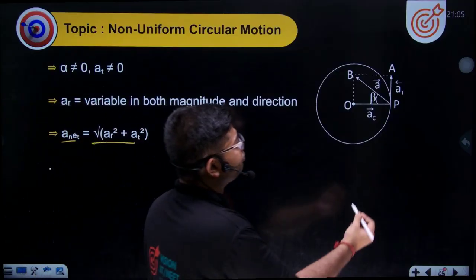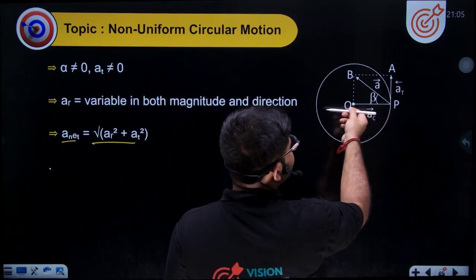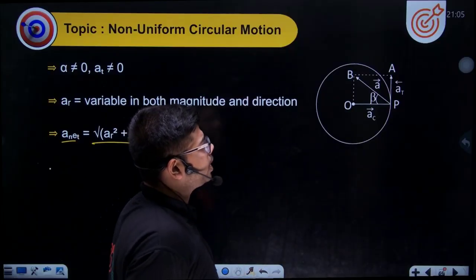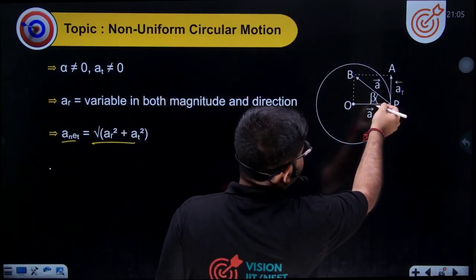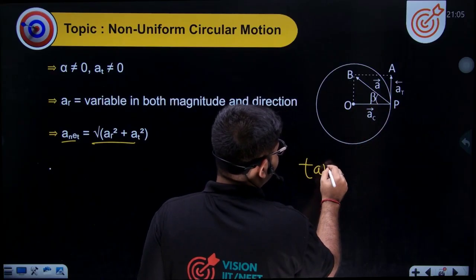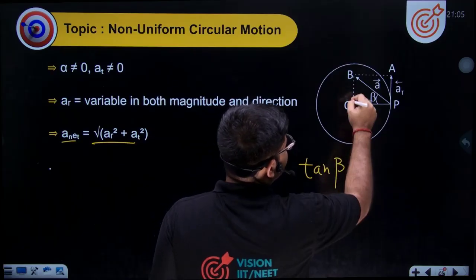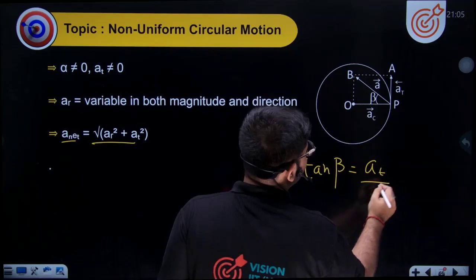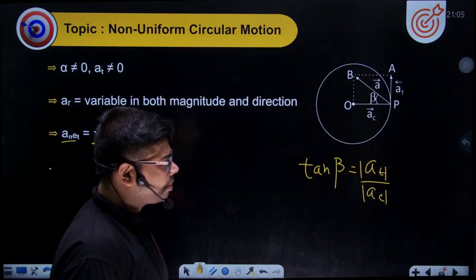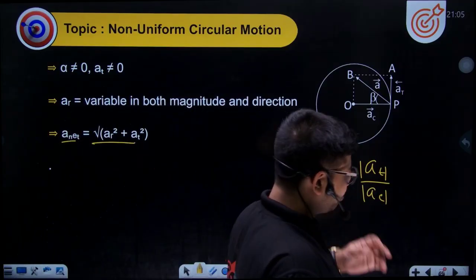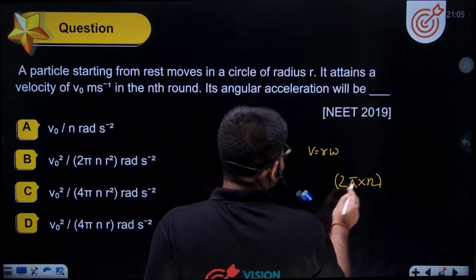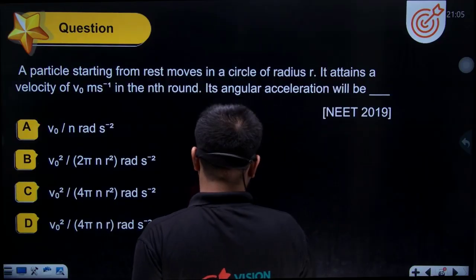And A net, definitely, if AT is in this direction and AC is in this direction, then my A net will be in this direction. And for A net, what is the angle if I measure the angle beta here with respect to the horizontal? So you can write that tan beta is nothing but AT by AC, magnitude of AT divided by magnitude of AC. That is your tan beta. Okay, now let us basically see this problem.